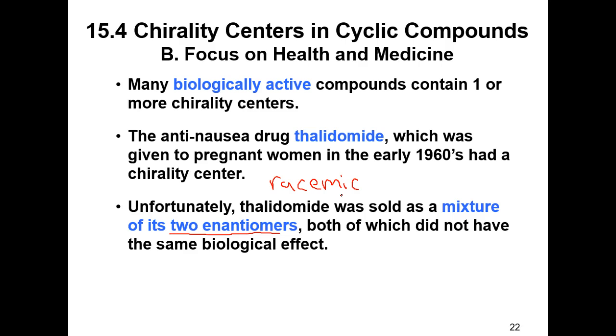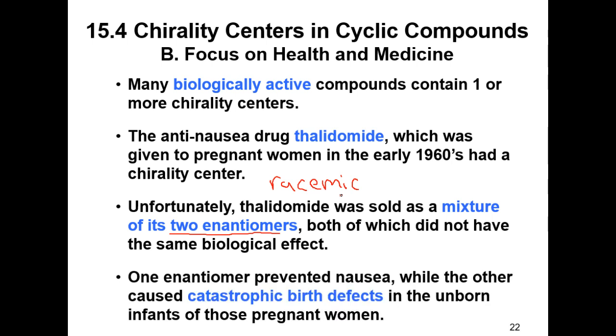That would be an anticlimactic, very non-productive drug, where, hey, we found the cure for cancer, but yet the other enantiomer causes cancer. So it's a win-lose situation. Obviously you would want to just give the one enantiomer that cures cancer. So this is very important. Thalidomide was sold as a mixture, and the two enantiomers do not have the same biological effect. One of them prevented nausea, while the other one caused birth defects in the unborn baby.